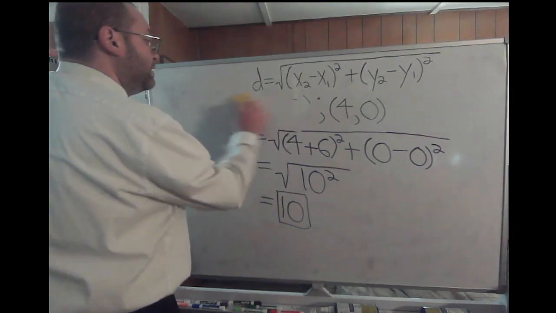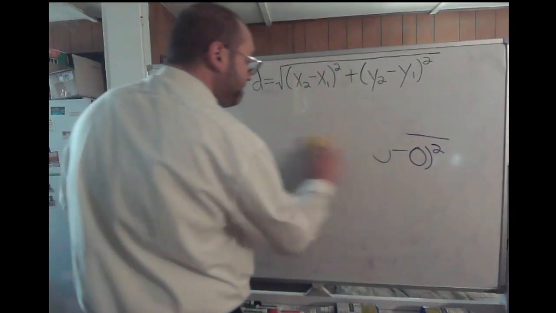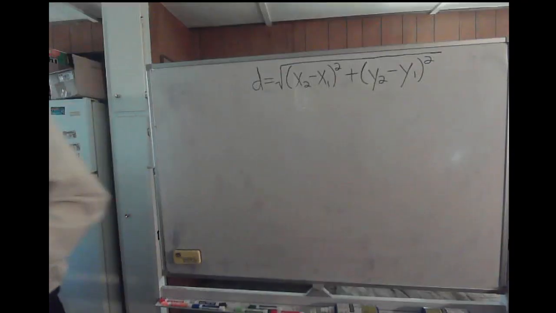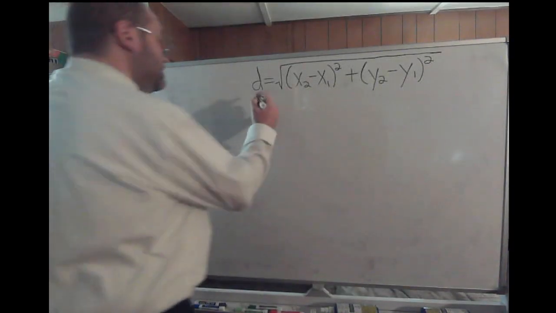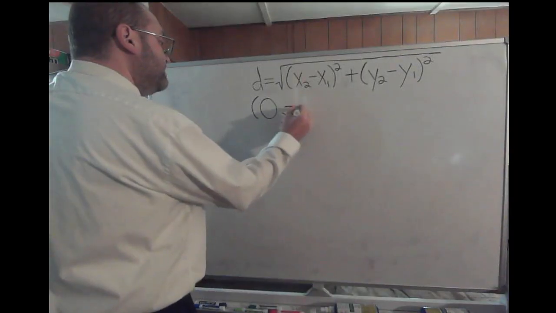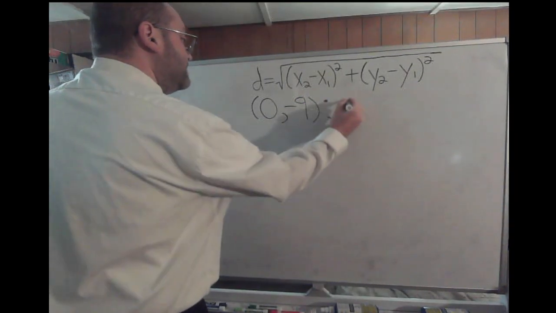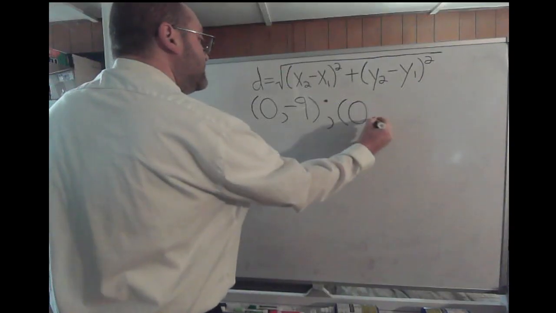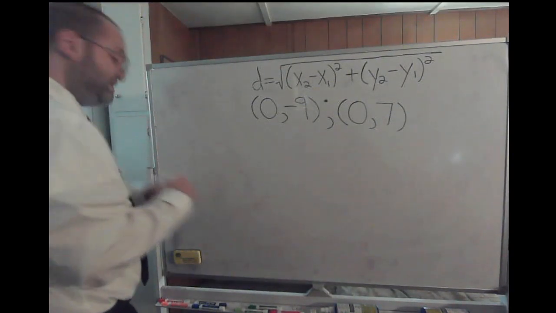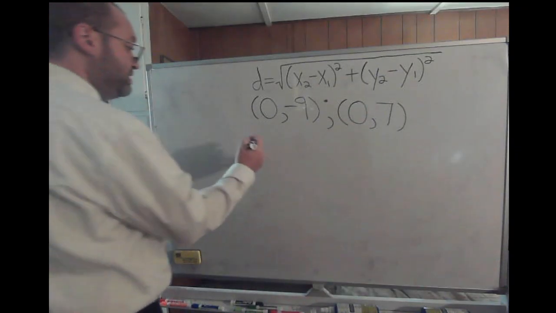Alright, I got more. This time we have the point 0, -9, and then we have the point 0, 7. So we're being tasked with finding the distance between the points 0, -9, and 0, 7.